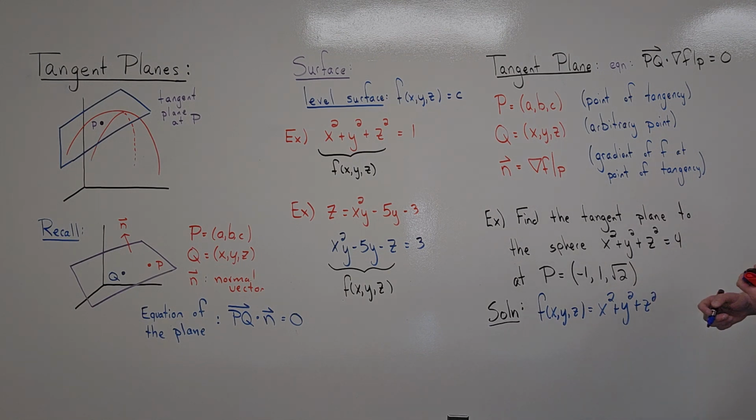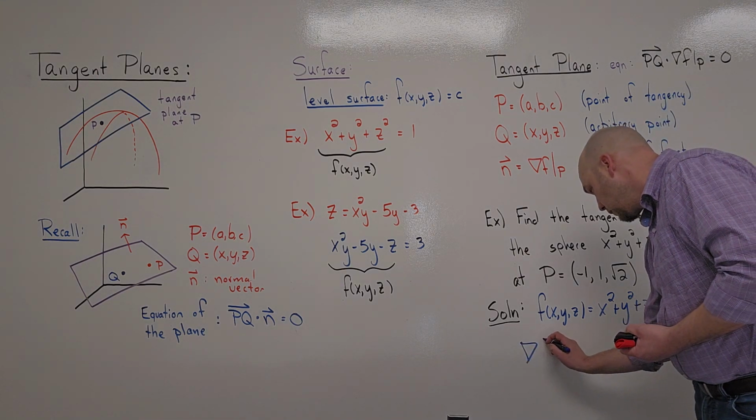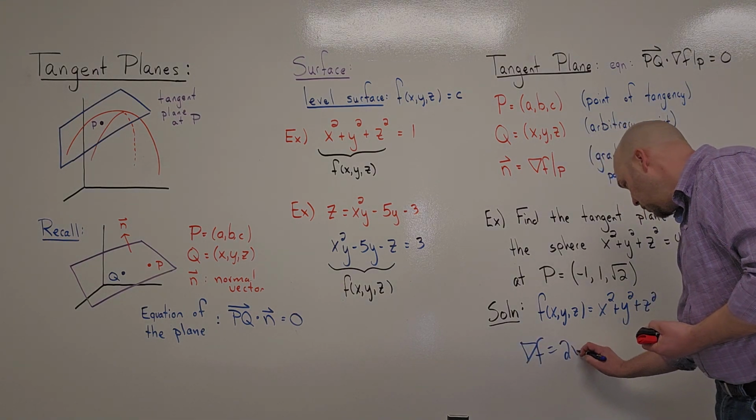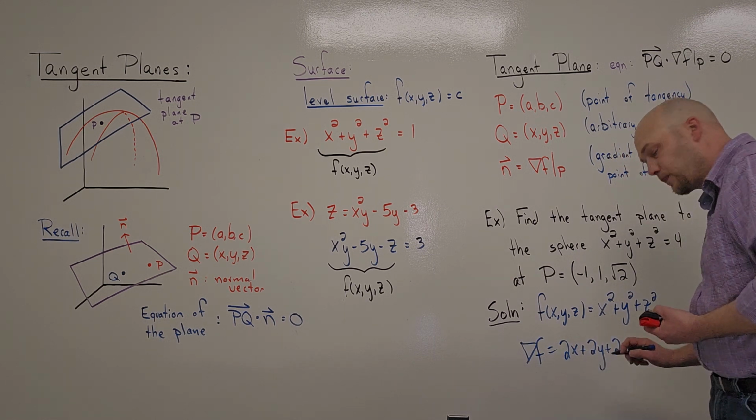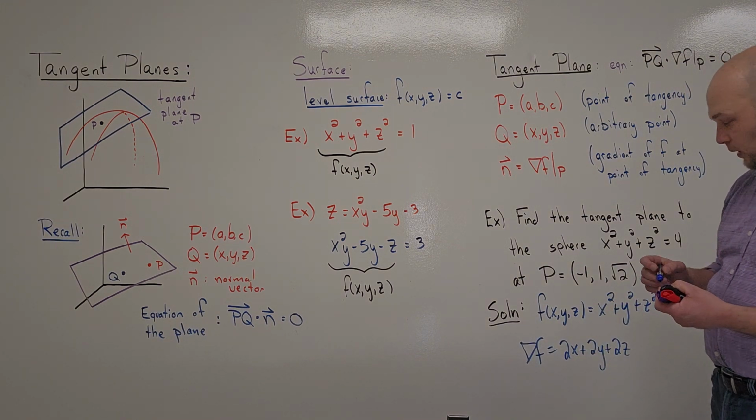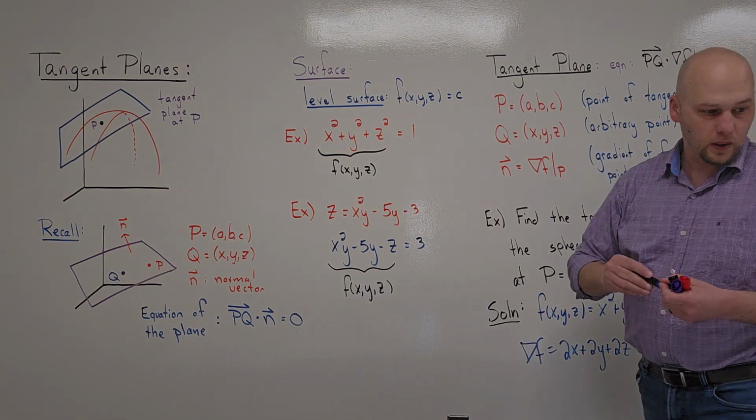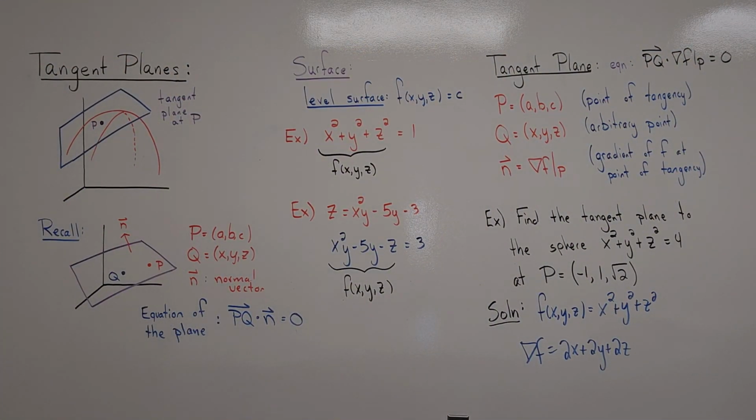All right, so there's a couple things I have to do here. One, I have to compute the gradient. So the gradient of this function would be 2x plus 2y plus 2z. And then I have to evaluate the gradient at the point of tangency. So let me do that up over here. Let me clean the whiteboard and give myself some space.